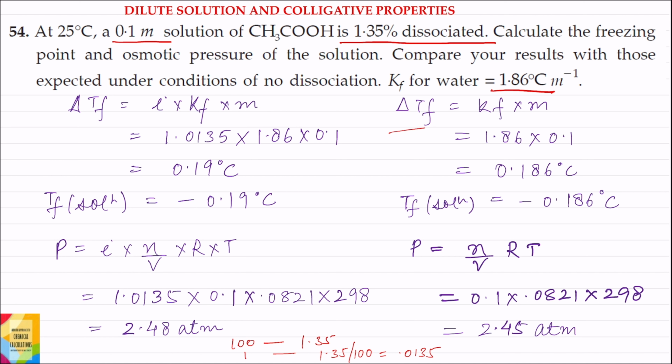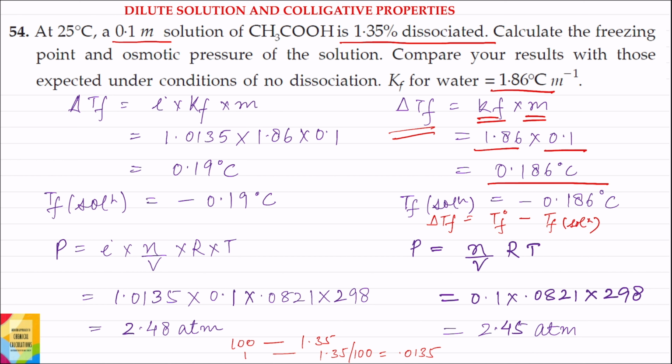Now depression in freezing point is equal to Kf into m. This is for no dissociation. Kf की वैल्यू है 1.86, m की वैल्यू है 0.1, सो डेल्टा Tf की वैल्यू हो जाएगी 0.186 डिग्री सेंटीग्रेड। दिस इज द डिप्रेशन इन फ्रीजिंग पॉइंट। डिप्रेशन इन फ्रीजिंग पॉइंट का फॉर्मूला होता है फ्रीजिंग पॉइंट ऑफ प्योर सॉल्वेंट माइनस फ्रीजिंग पॉइंट ऑफ solution.